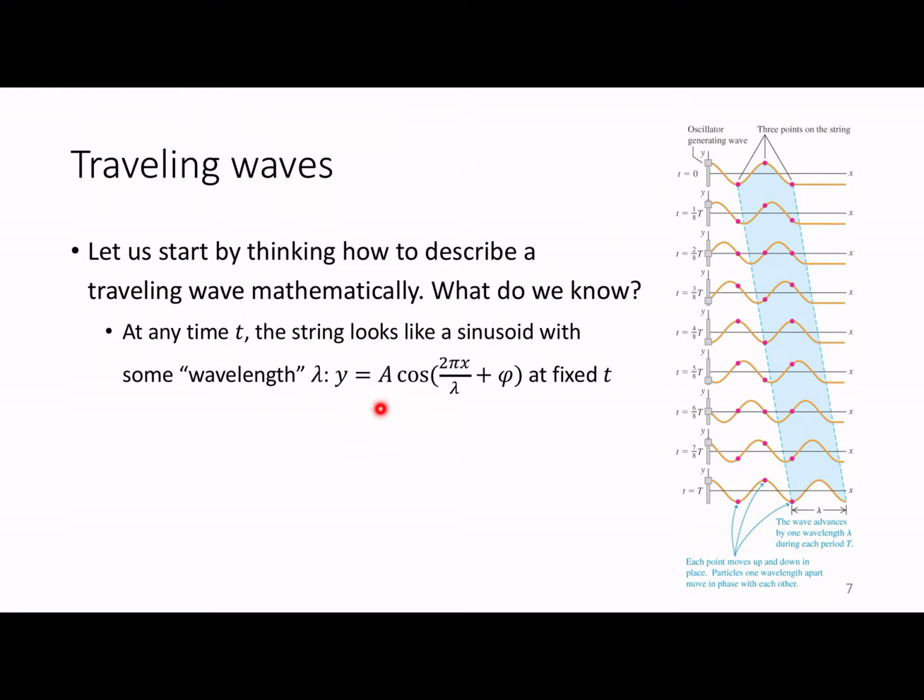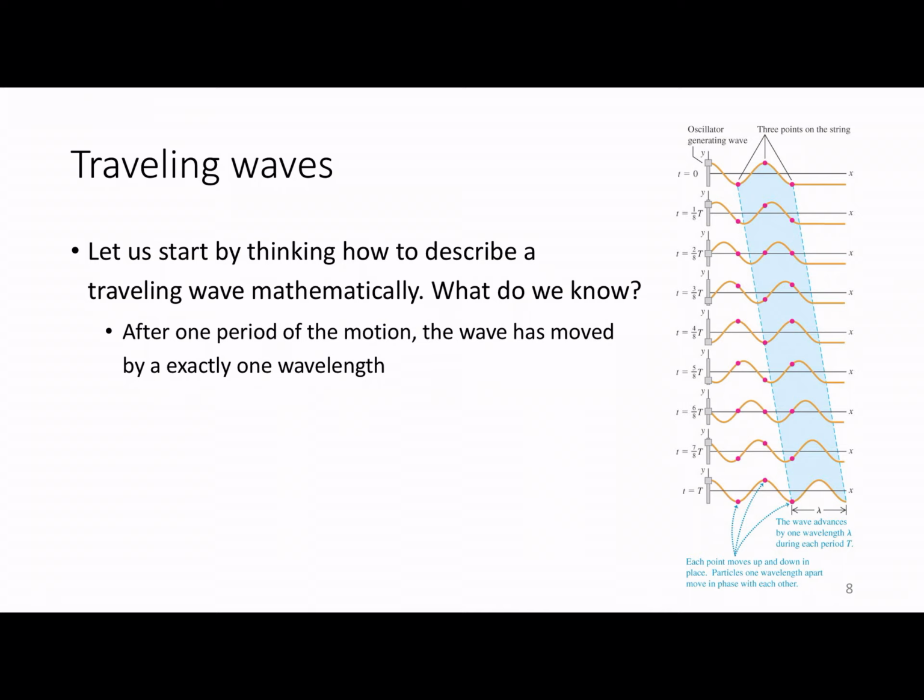So A cosine of 2 pi x over lambda plus phi looks very similar to the previous one, but now instead of omega t, I have 2 pi x divided by lambda. And I've chosen this because if x goes to x plus lambda, I just shift by a multiple of 2 pi. In other words, nothing happens. So this is going to repeat itself with the wavelength equal to this lambda. So those are two things it has to do.